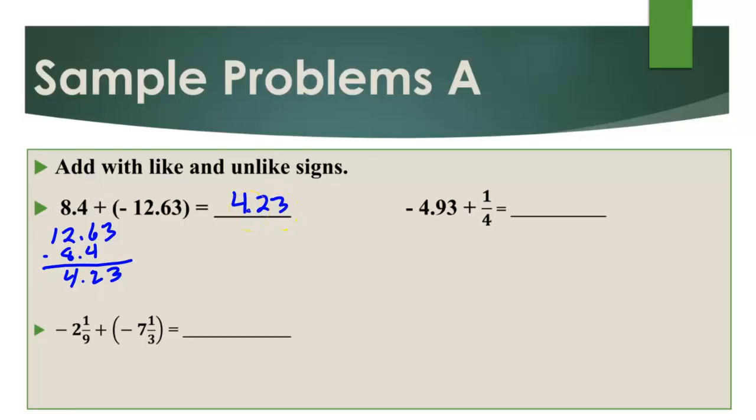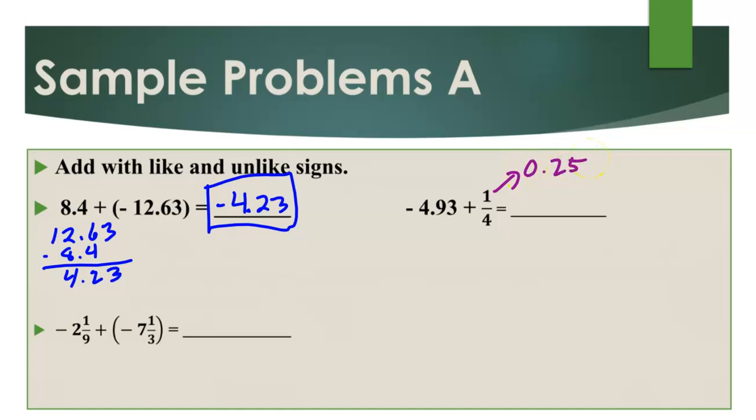Now 12.63 is bigger, so I go with that sign. So since the sign was negative, my answer is going to be negative. Next, I have negative 4.93 plus 1/4. Since I have a decimal and a fraction, I want to put them all either as fractions or as decimals. For this one, I'm going to put that as a decimal. This as a decimal is 0.25.